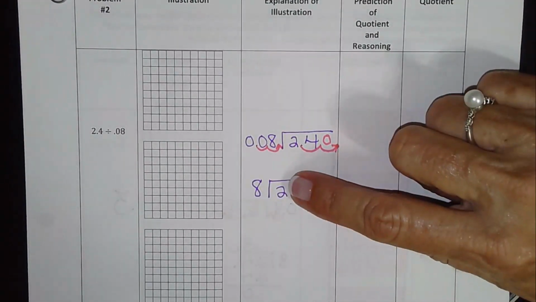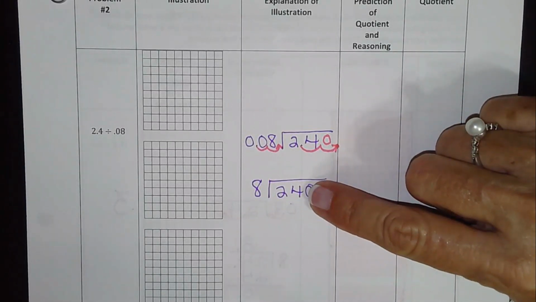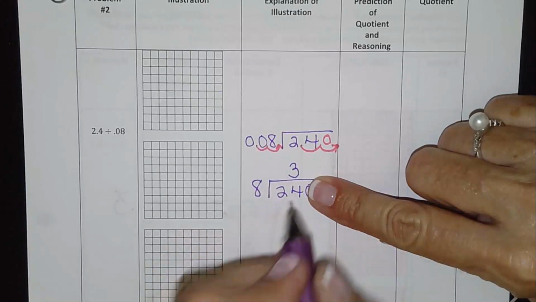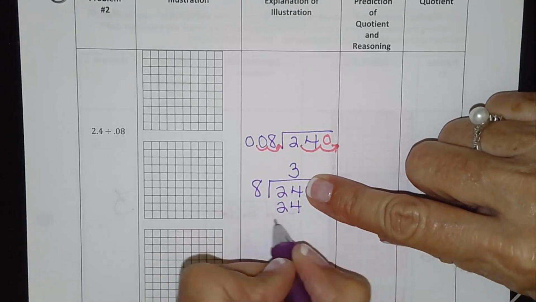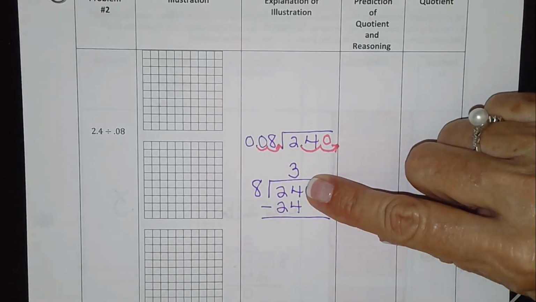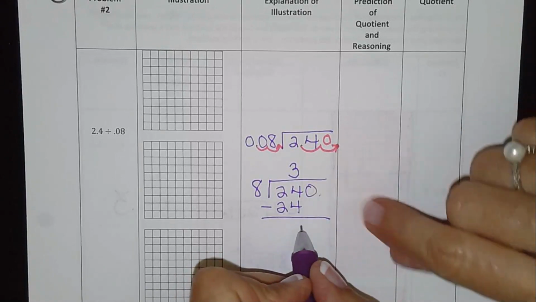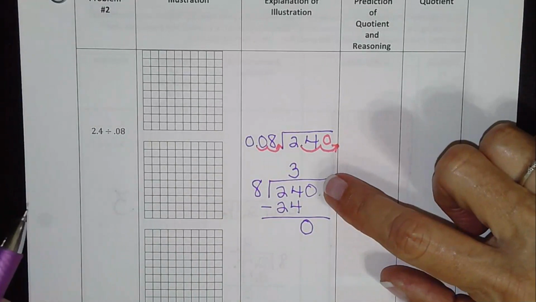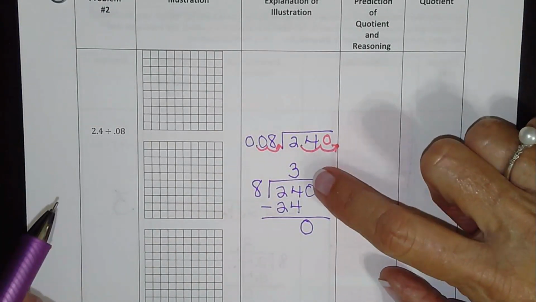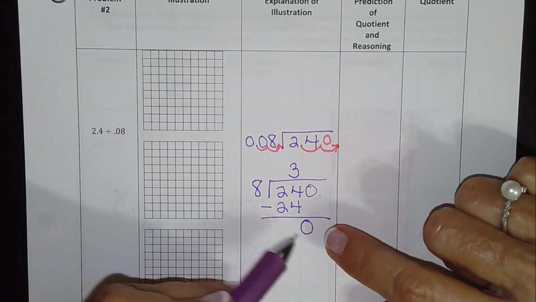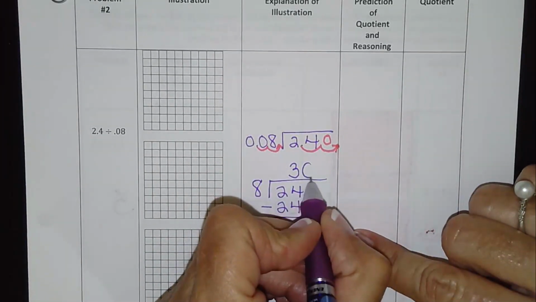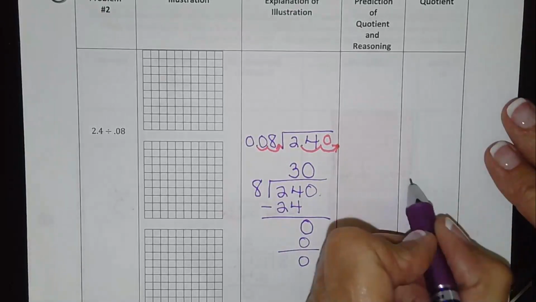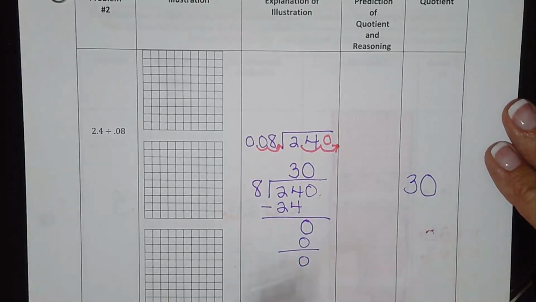So 8 doesn't go into 2. 8 goes into 24 3 times. So put your 3 above the 4. Draw the line. Change the signs. And when we subtract, we get 0. 8, but we still have one more division left because we need a number here. So we say 8 goes into 0 0 times. 0 times 8 is 0. And so our answer is 30.